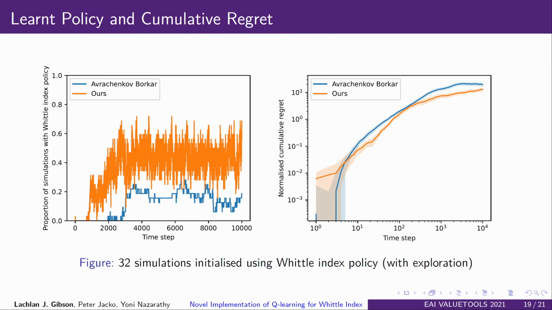Let us compare the performance of the full system. The left figure shows the proportion of 32 simulations that correctly identify the Whittle index policy. You can see that in this example system, our method, shown in orange, learns the Whittle index policy earlier and much more often than Avrachenkov and Borkhar's method, shown in blue. Similarly, the right figure shows our method achieves a lower cumulative regret, where cumulative regret represents the cumulative reward lost by following the prescribed algorithm rather than the true Whittle index policy with 10% exploration.